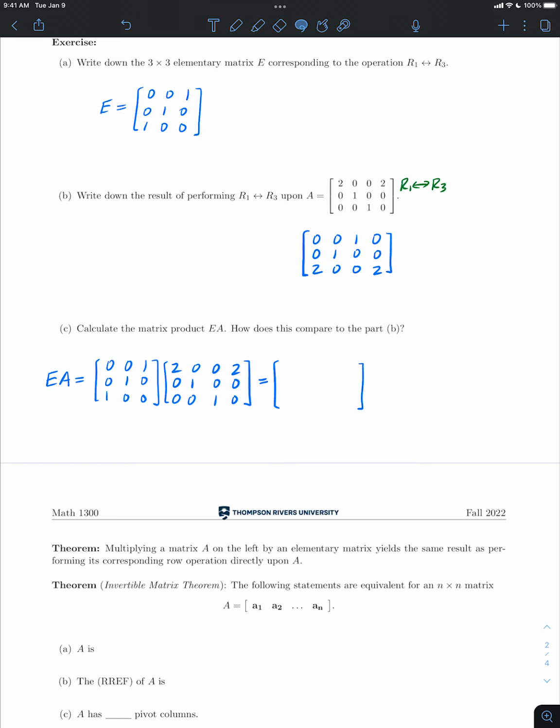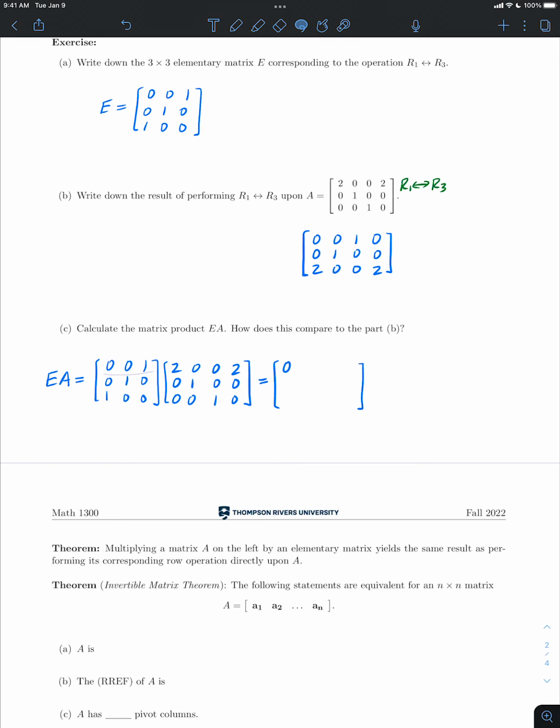So I'll start by doing a couple entries, and then I'll leave the rest to you as an exercise. If I take this row and multiply it by this row, I'll get this entry in the first row, first column. So let's do that. 0, 0, 1, and 2, 0, 0. So I've got 0 times 2, 0 times 0, and 0 times 1. All of those are zeros, so they add up to 0. Let's do the next entry.